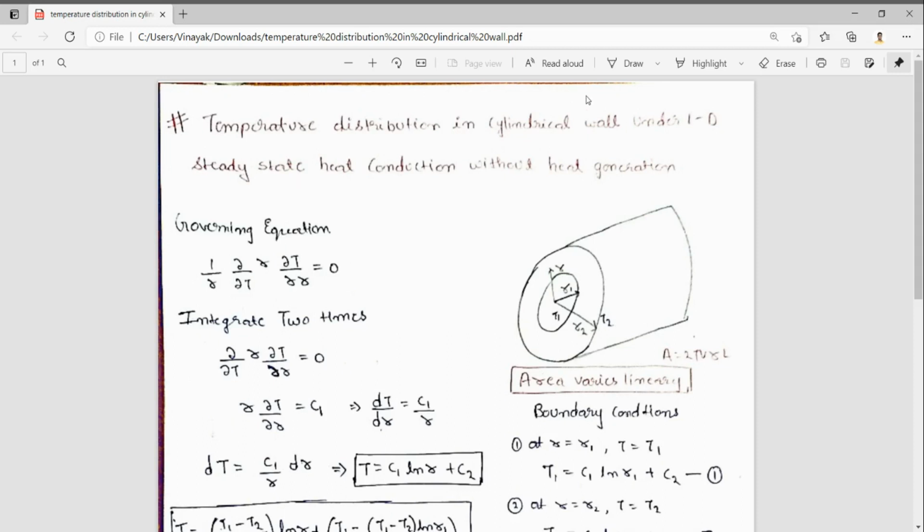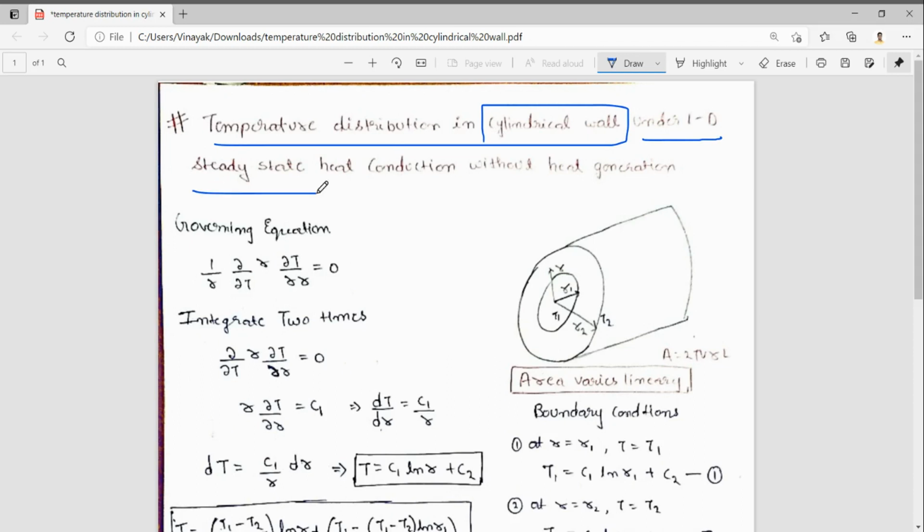Today we will see the temperature distribution in a cylindrical wall. In the previous video, we saw the temperature distribution in a plane wall under 1D, steady state, without heat generation. So what is the governing equation?